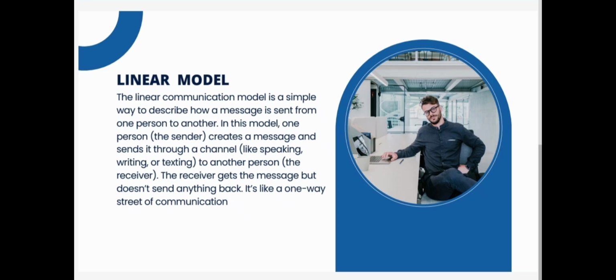So the number 1 is linear model. The linear communication model is a simple way to describe how a message is sent from one person to another. In this model, one person, the sender, creates a message and sends it through a channel like speaking, writing or texting to another person, the receiver. The receiver gets the message but doesn't send anything back. It's like a one-way street of communication.